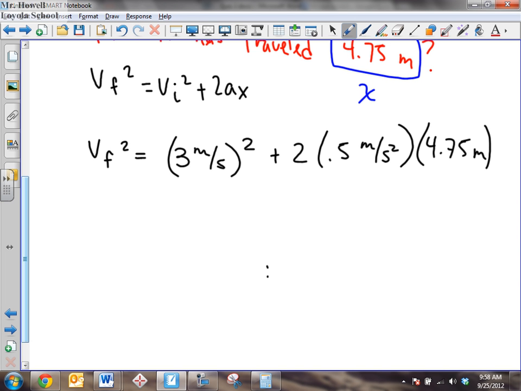Now, first of all, let's go through this. When you square the 3, it becomes what, everybody? 9. But what are my units now? Meters squared, seconds squared. Good. Again, I need to square the units there. Next, 2 times a half is just 1. So this quantity can kind of drop off as a 1. And 1 times 4.75 is still 4.75.